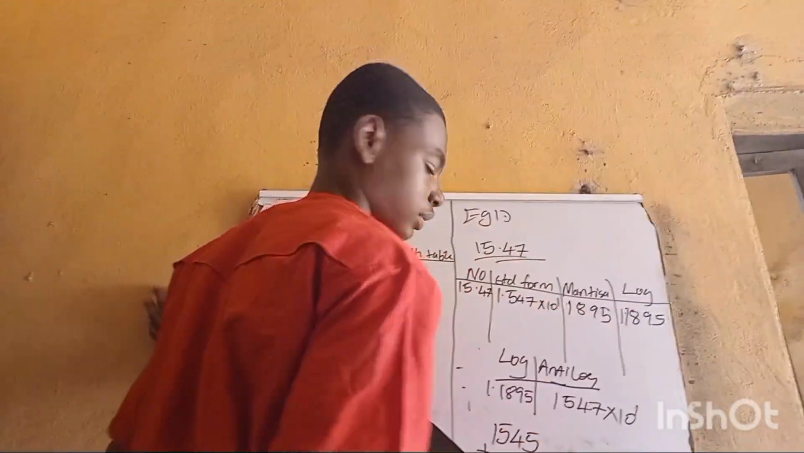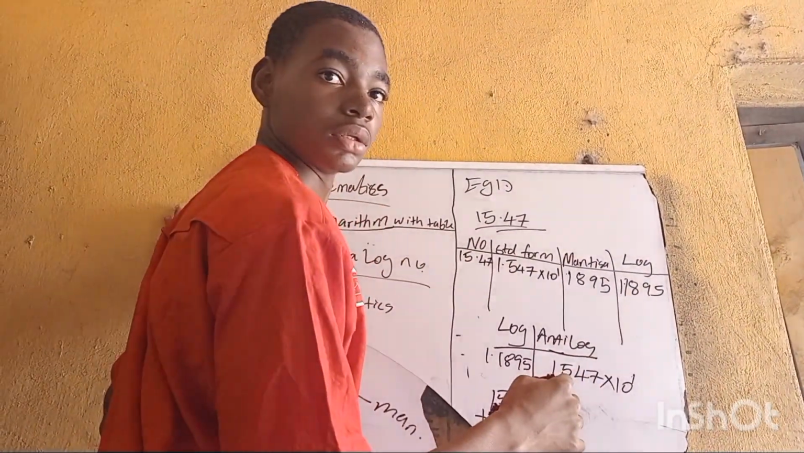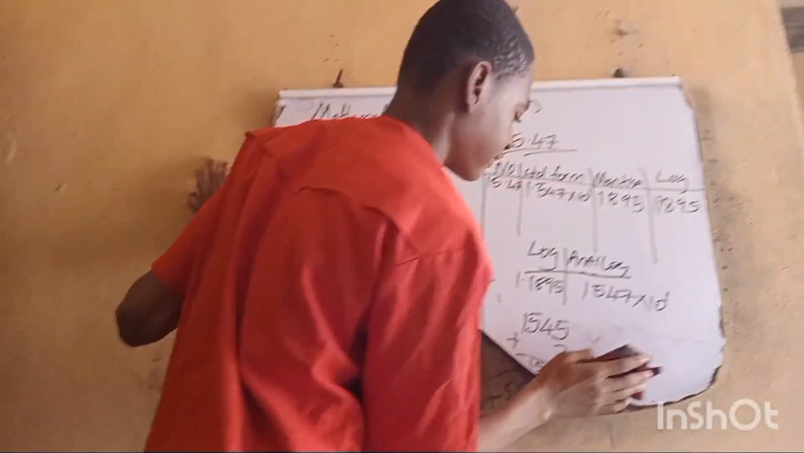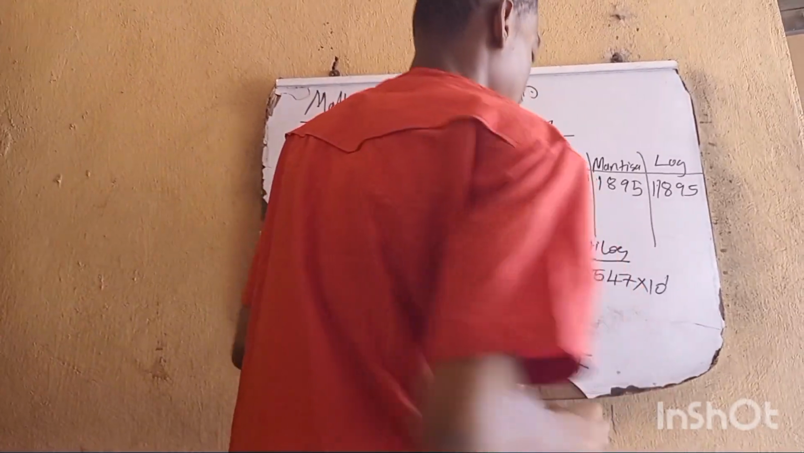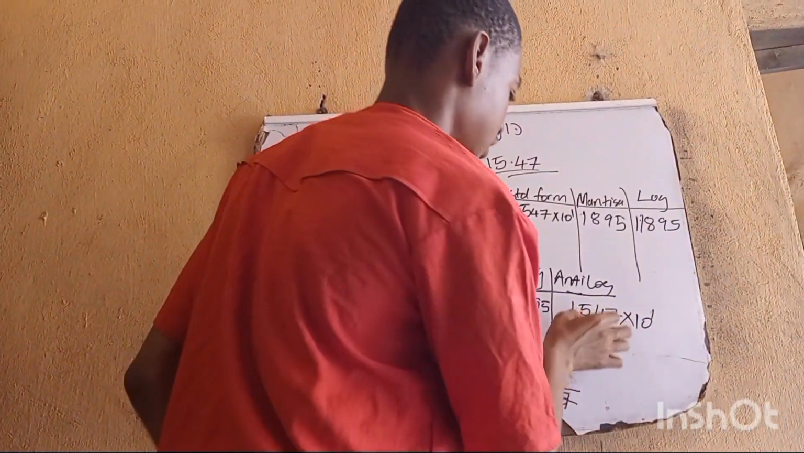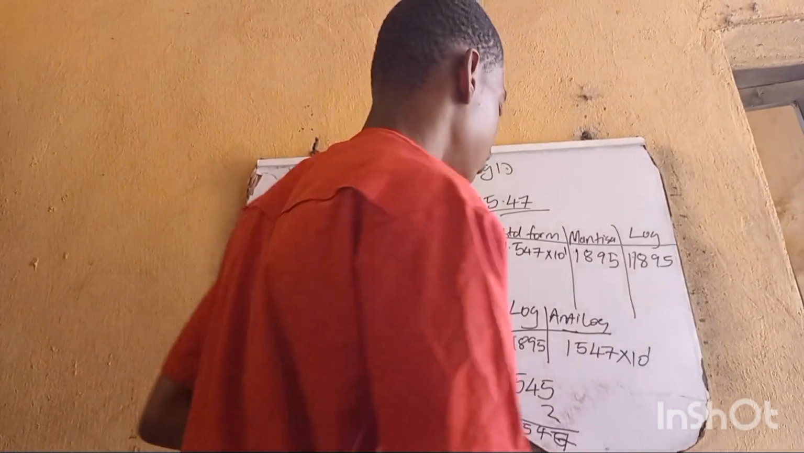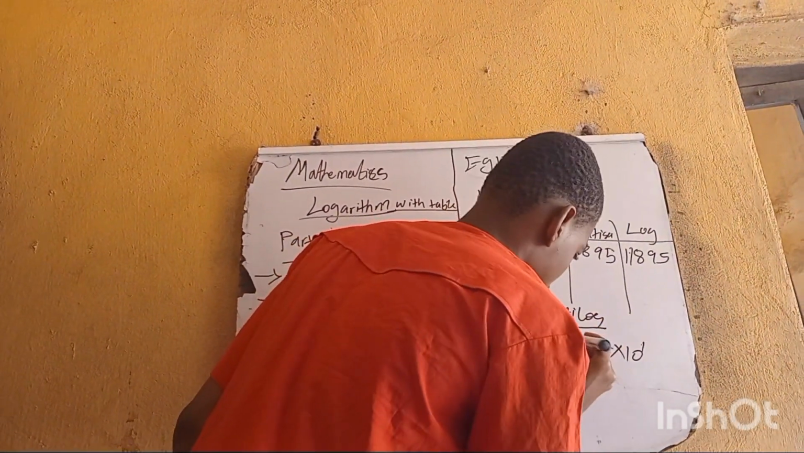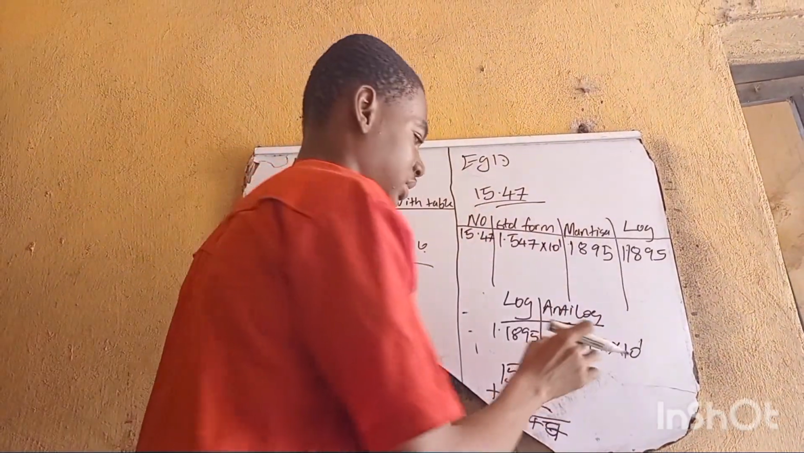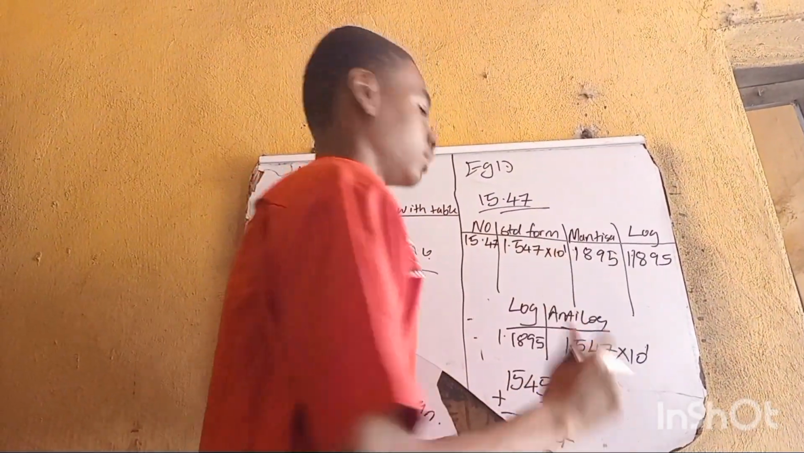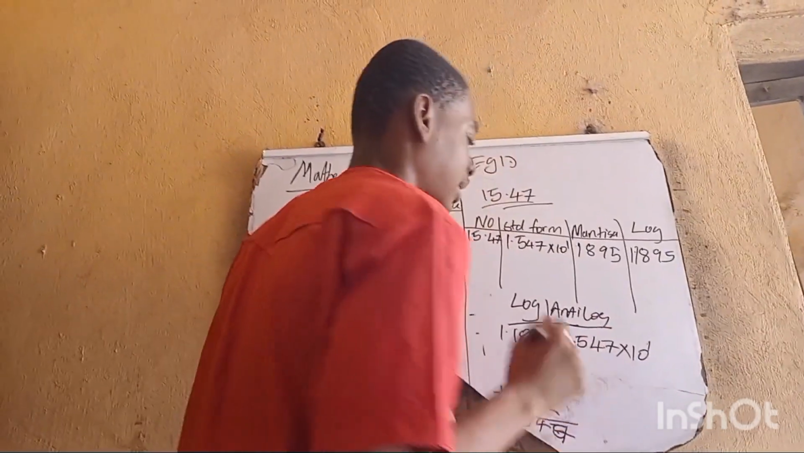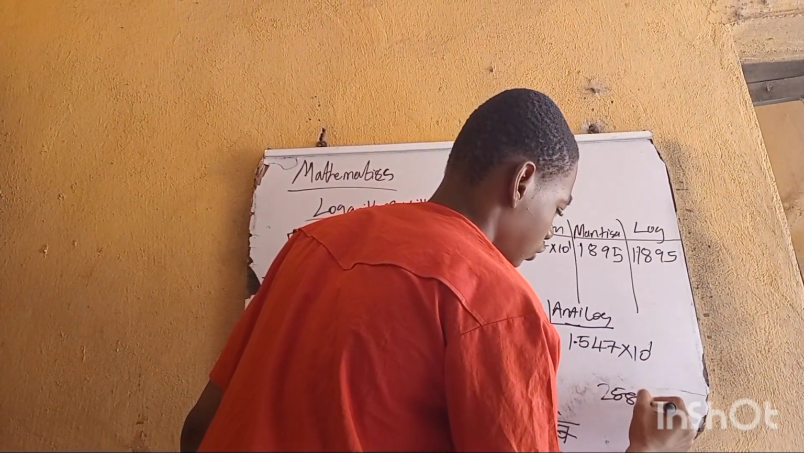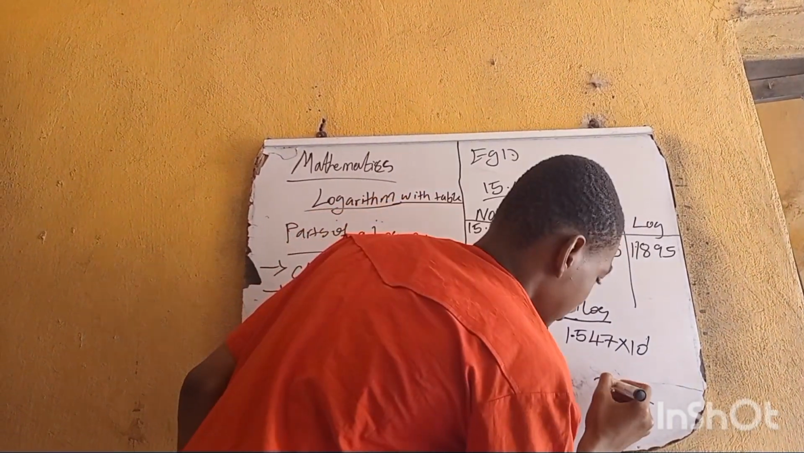So as I was saying, after finding the mantissa of the antilog, remember there is always a hidden decimal point here. Assuming the mantissa was 2582, this is 5. The decimal will be here.